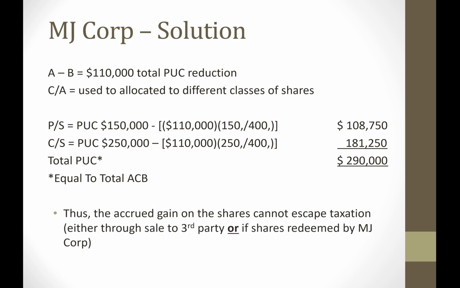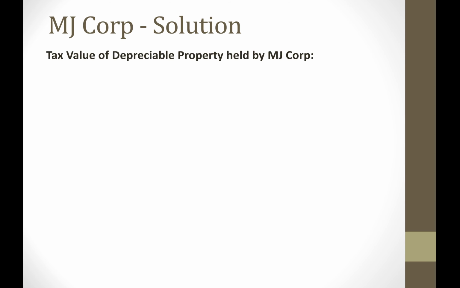Now this actually makes sense because remember we said there was that accrued gain of 110,000 that was built into the shares. Now because of the PUC reduction, if for example MJ Corp decides to redeem all of the preferred shares and all the common shares from Lucy at their current fair market value of 400,000, then the 290 represents the amount that can be returned tax-free. The remaining 110,000 will be taxed to Lucy. So that's the calculation of the PUC. Let's move on to the next slide and look at the next requirement.